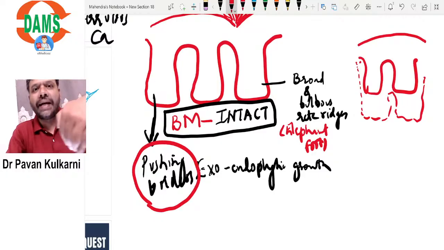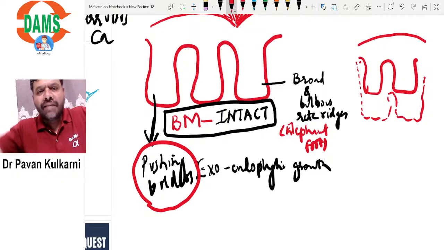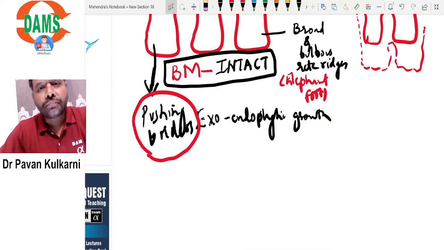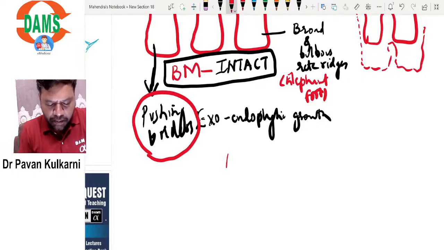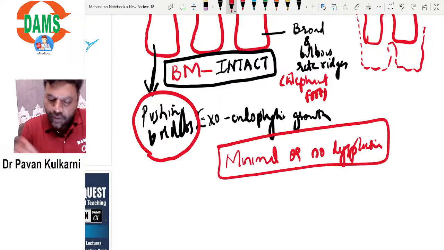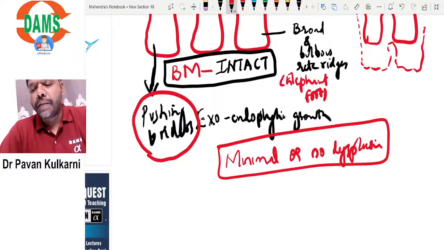That is, exophytic is parakeratin plugging, when you use the word surface. Endophytic means which is inside. It is having a surface parakeratin plugging, and inside it is showing the pushing borders, you call this verrucous carcinoma. If you look at the dysplasia here, there is minimal or no dysplasia. Please remember that there is minimal or no dysplasia.